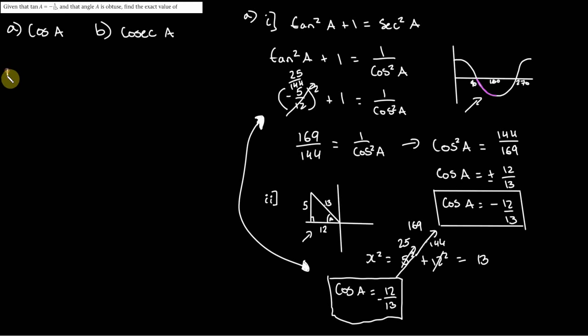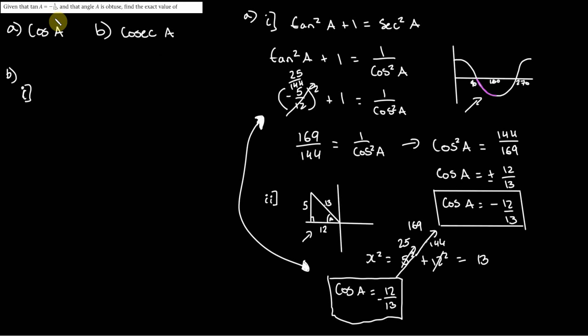So let's just work on part B. We need to find cosec A. I'll work through both methods again very quickly, just to emphasize the point. It's nice to think about both methods. I'd like to do that at least. So cosec A we know is 1 over sine A. And of course we already know that tan is this value.